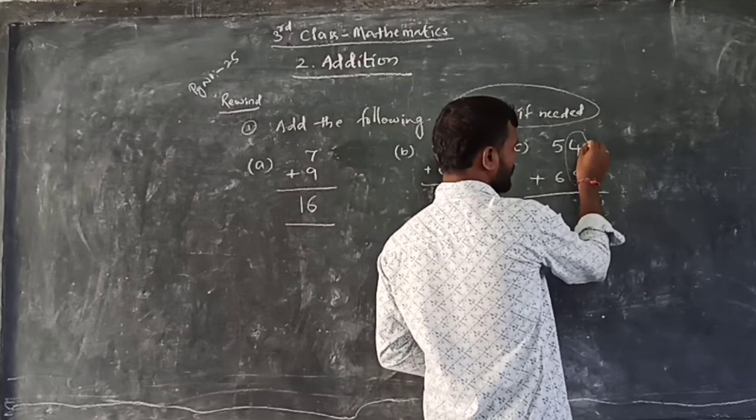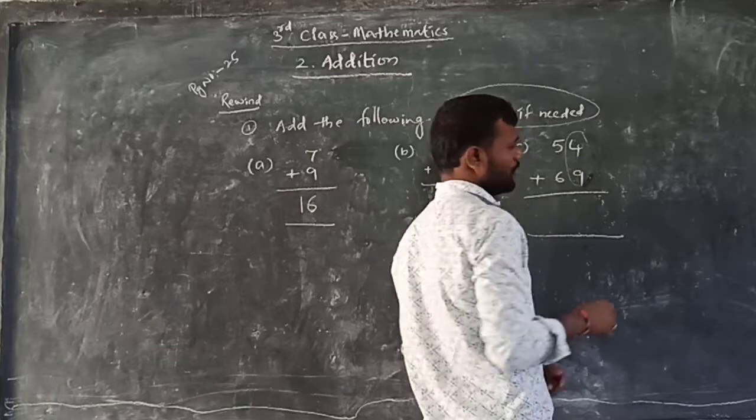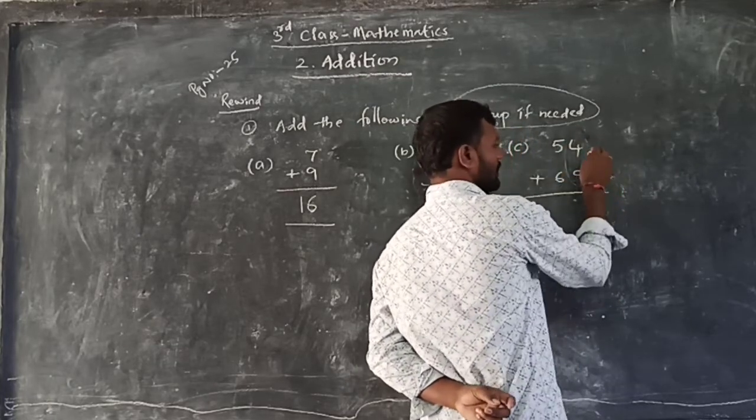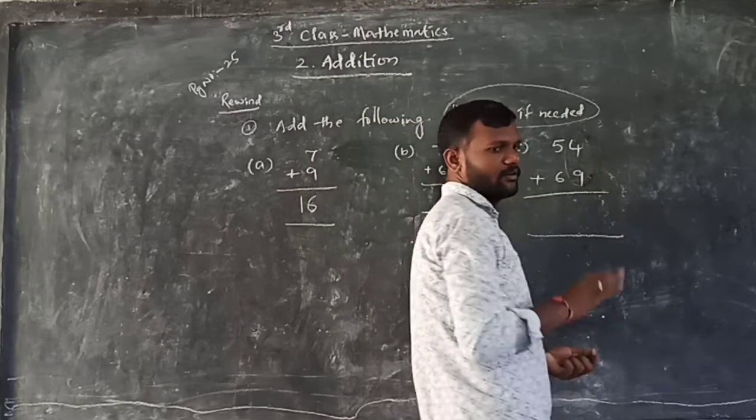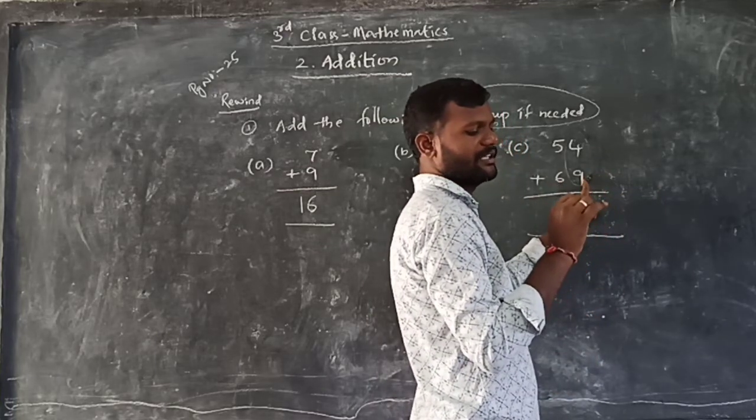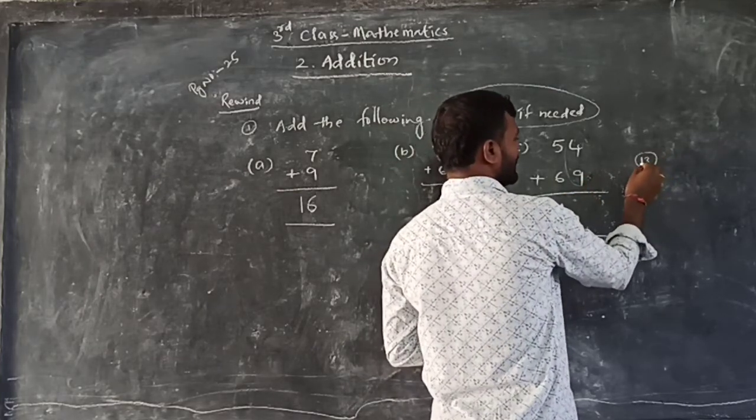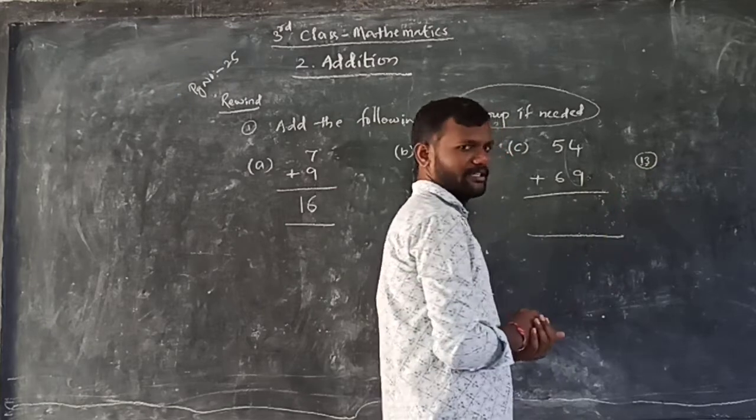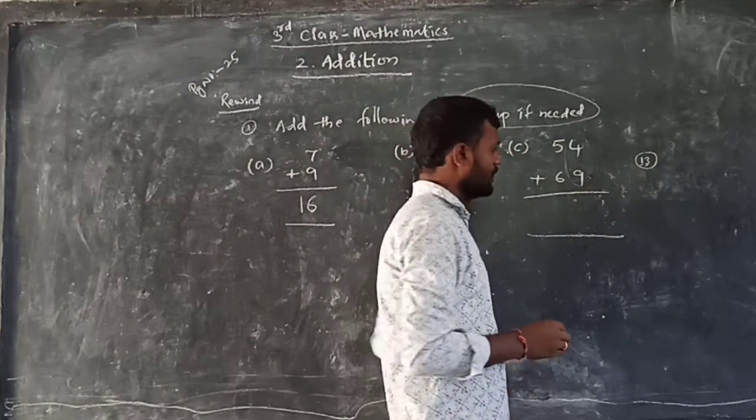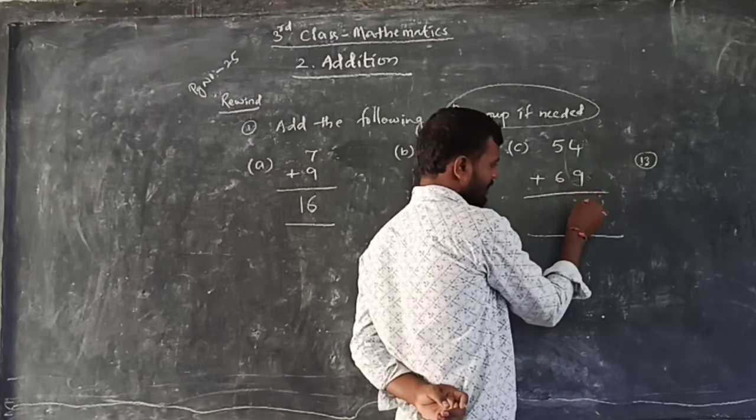First one is 4, and then 4 plus 9. What is the value of 4 plus 9? 9 is already there. We have to add 4. So 9, 10, 11, 12, 13. So 4 plus 9 is 13. We are getting a 2-digit number. So when you get a 2-digit number, what do you have to write? The last digit, how much is it? 3. Write 3 here.